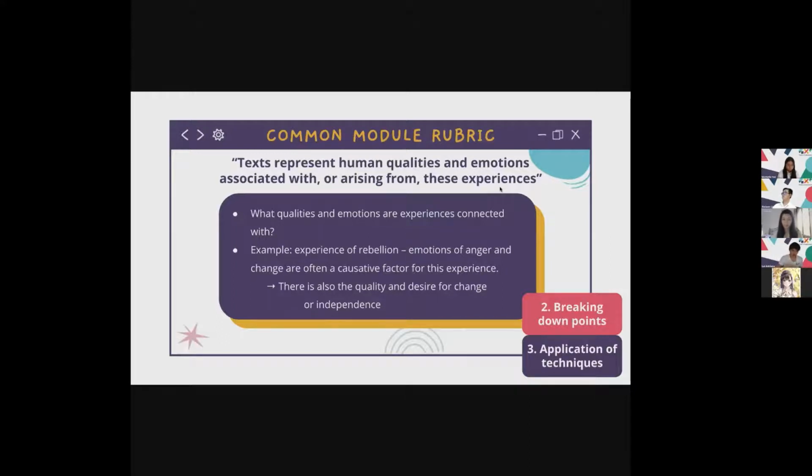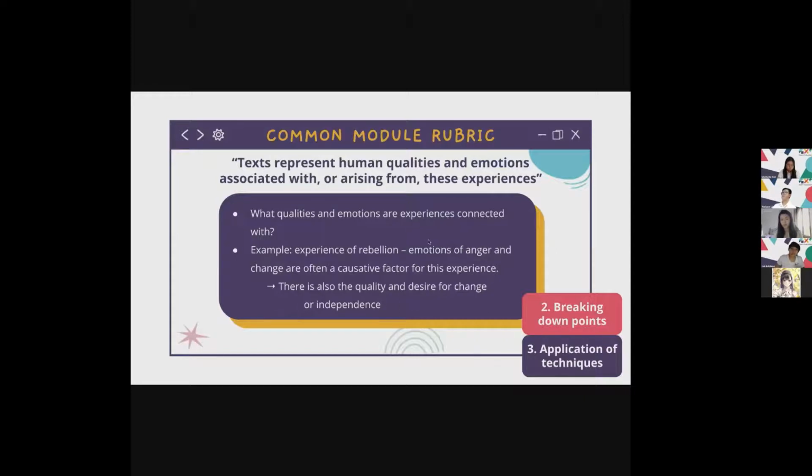So I'll give you a very common example, love. Love is a human quality associated with experiences of relationships, whether they're familial or otherwise. And consider the motivations that develop these qualities. So love could be motivated by loneliness or desire. And again, focusing on these tiles again, I broke down that key point.